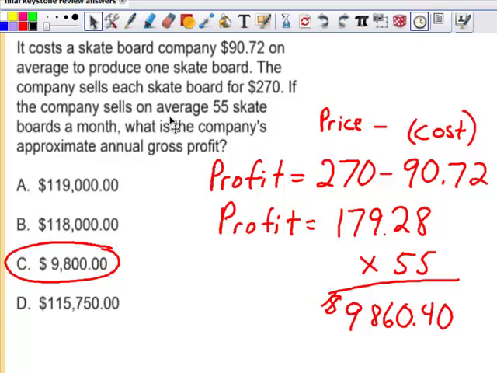Here we have a problem that I've seen in Study Island. You need to know that profit is your selling price minus all your expenses, all your costs. So you can see your selling price, here's my cost, here's my profit times the 55 items that I'm selling. So matches up with C.